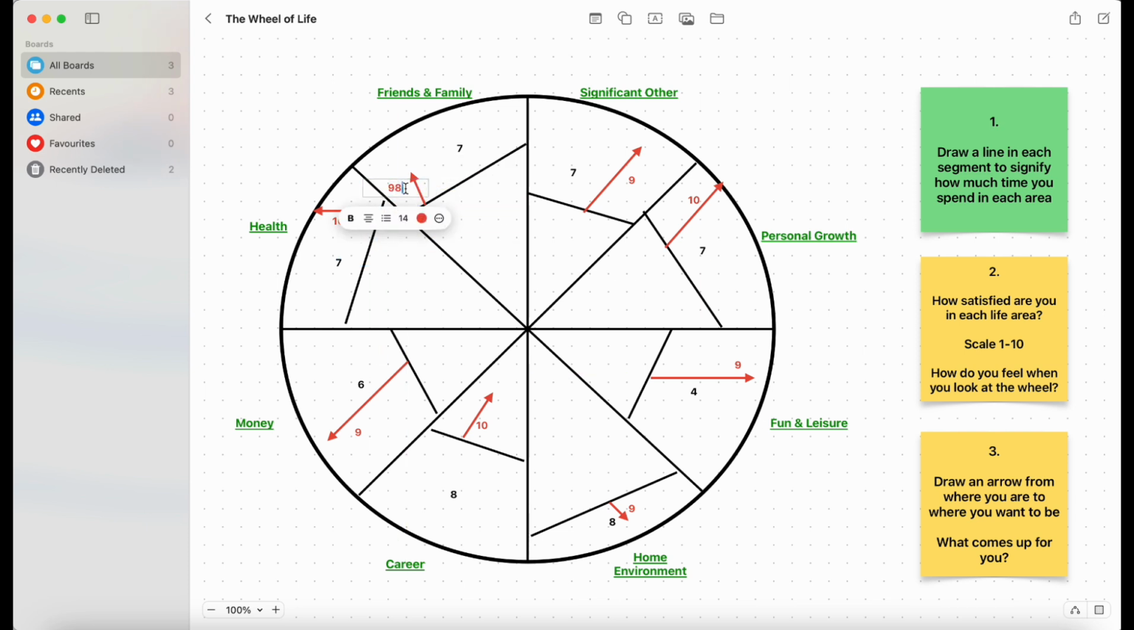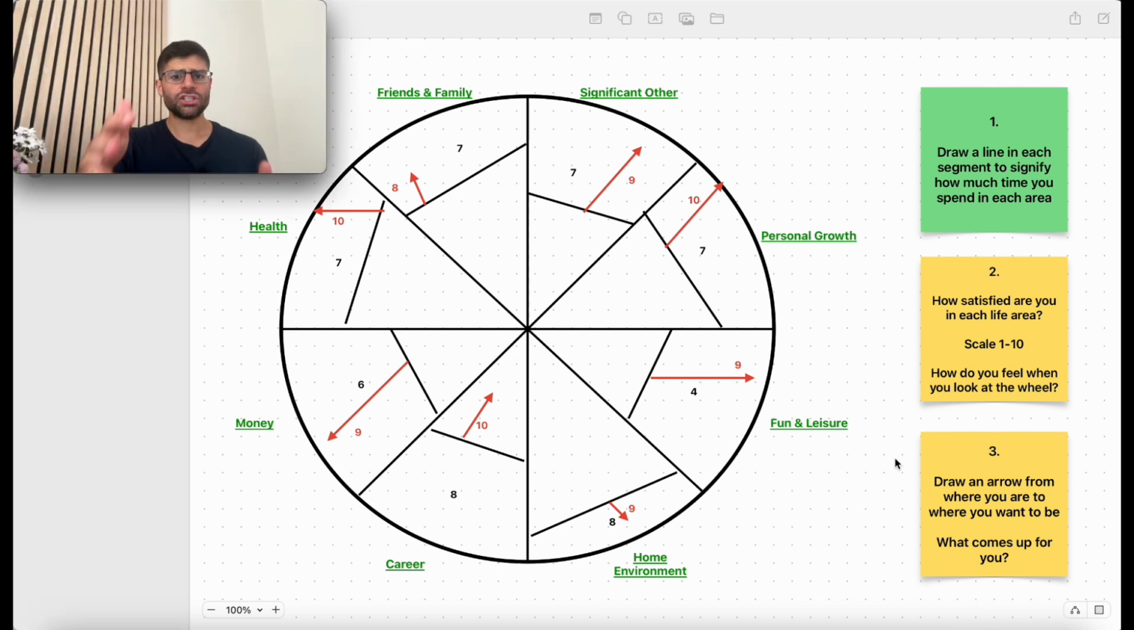So I don't have much to do in the way of improving that, but that's it. Okay. So as you can see, the black line represents how I spend my time currently. The red arrow indicates how much more or less time I want to spend in each area. So in my career, I would ideally like to work less but earn more. So think about ways to do that.